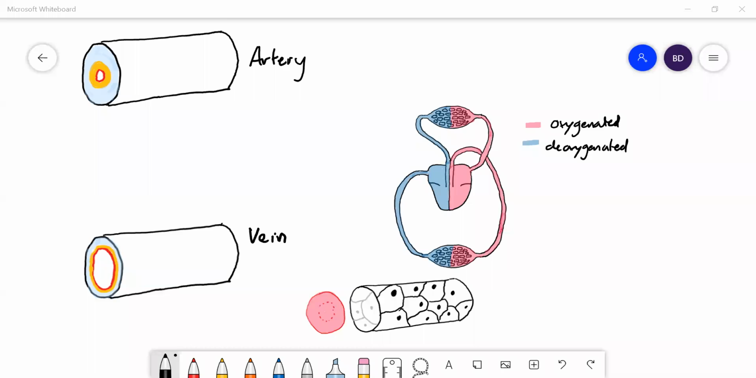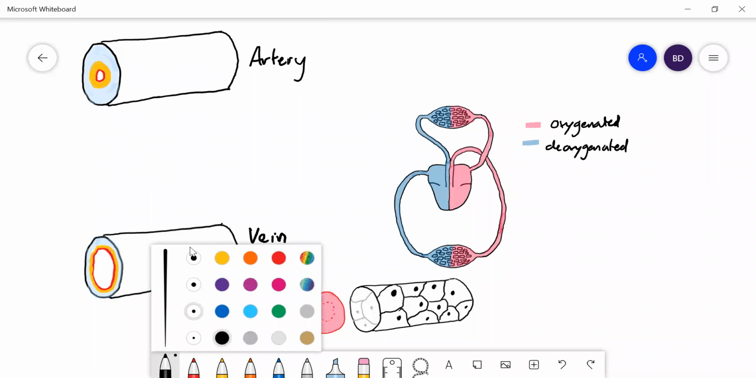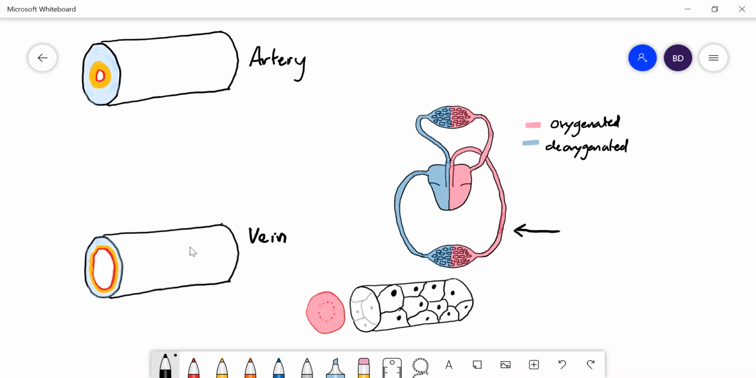Okay, let's have a look at the structure and the function of different types of blood vessels. So we just have a look at this diagram here. We have got showing the double circulatory system. So we've got the heart in the middle and it's pumping blood to the tissues down here, and it's also pumping blood to the lungs up here.